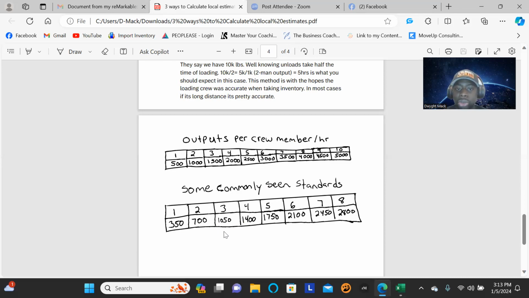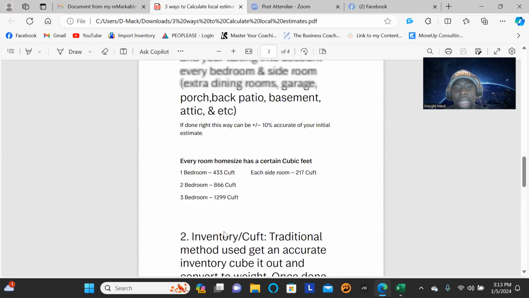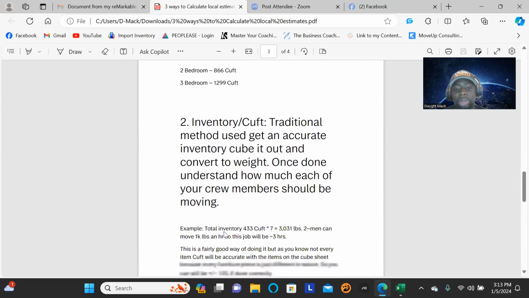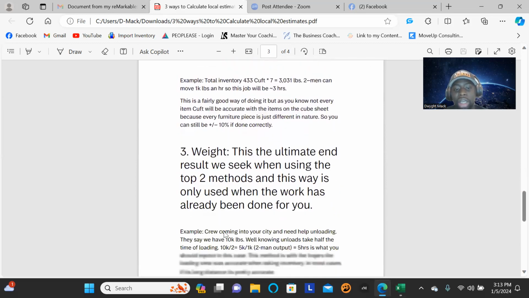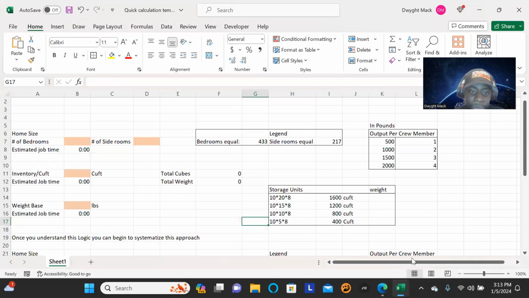So those are the 3 ways. Going back to recap, we have the home size, we have the inventory, and we have the weight. Now, just to put this into practice a little bit, I love my spreadsheets. In practice, what you're going to be looking at is a simple spreadsheet just like this. It doesn't have to be anything complicated or look pretty. It just needs to get the results.